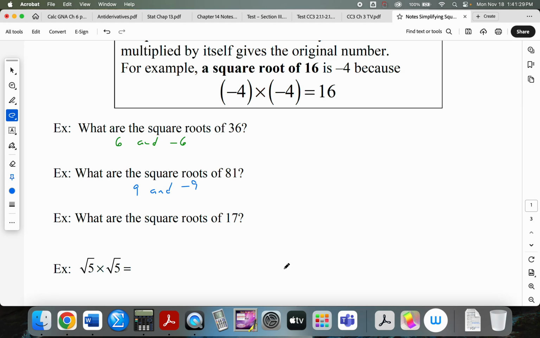Sometimes those numbers are not perfect squares, like 17. What are the square roots of 17? Well, the positive square root of 17 and the negative square root of 17. That's the best we can do. That's the only accurate answer.